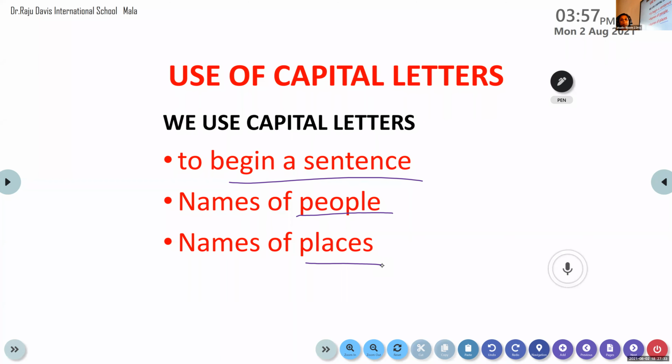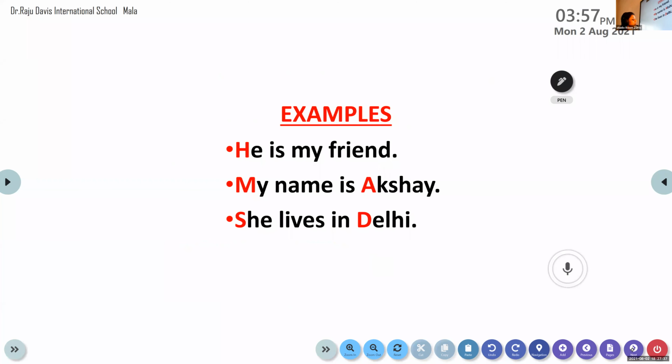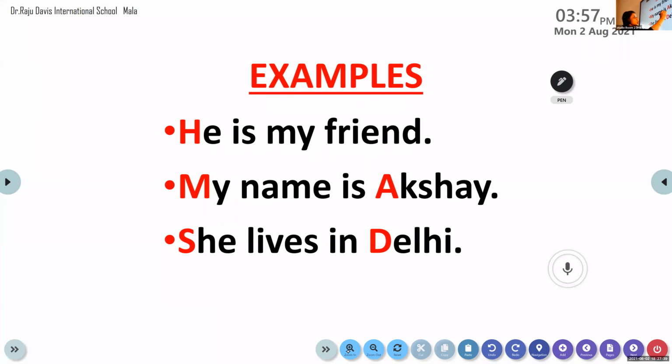Also should begin with a capital letter. Okay, children? So here are a few examples for you. See, Akshay is a name of a boy. So what we have to do, we have to begin with a capital letter. Delhi is a name of a place. So when we write Delhi, the D should be in capital letter because it is a name of a place.